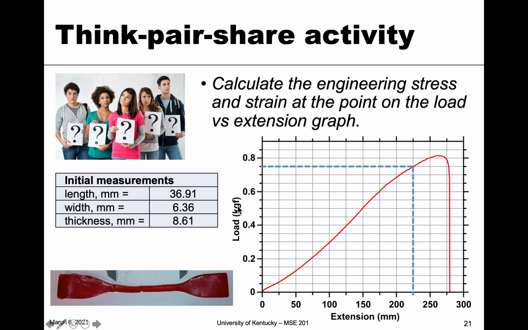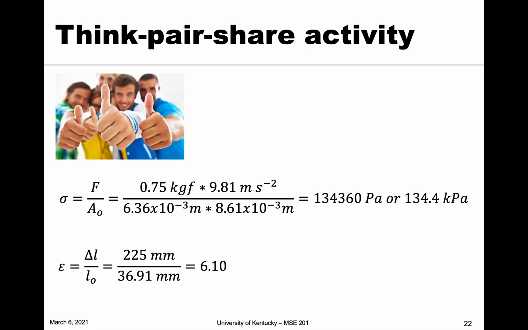This is kind of an interesting unit. I'm not sure exactly why they use it, but it's basically mass. And so you still have to multiply it by the gravitational constant. So the force is 0.75 kilogram force multiplied by the acceleration due to gravity, 9.81 meters per second squared. That will get you newtons.